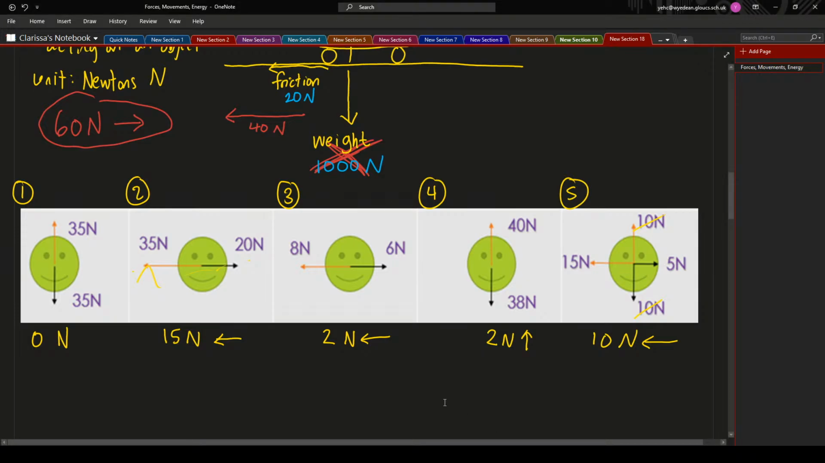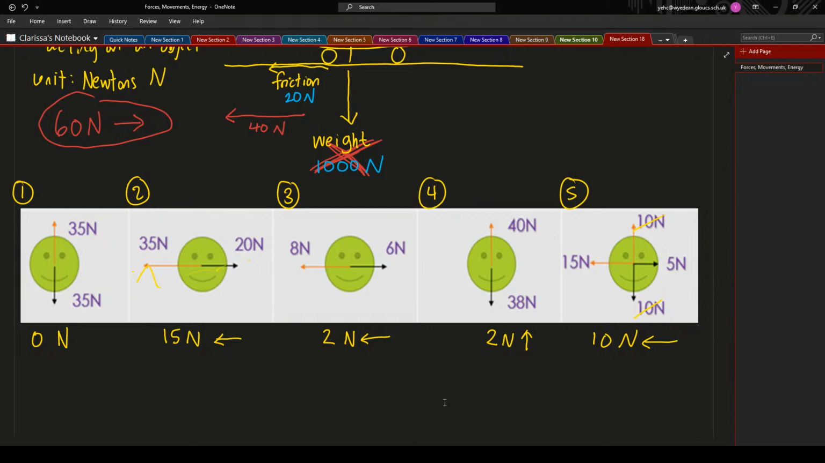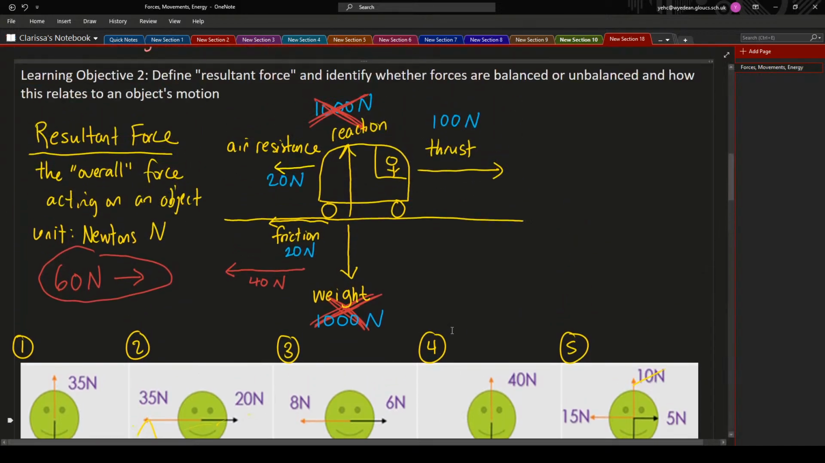Basically, all we're doing is essentially like any forces that are acting in opposite directions, we cancel out what we can and see what we're left with as the result. That's what the resultant force is.